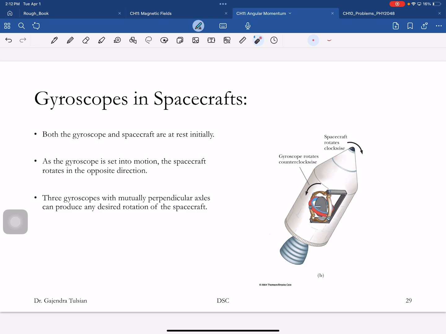So here's how you turn satellites. Here's the gyro rotating this way. The satellite turns that way.